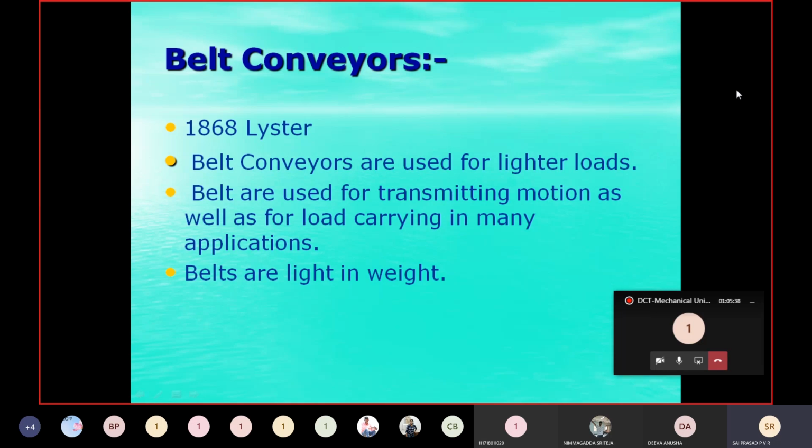Belts are used for transmitting motion as well as load carrying in many applications. So still, if you find that it is there, we can use it for the purpose. But we should see that the nature of the material is very important. Its density should be very low and it should not have sharp corners, because it may spoil the belt texture, and the life of the belt can be reduced. Belts are light in weight. As you know very well, the elastomers, the plastic materials, the densities are very low.